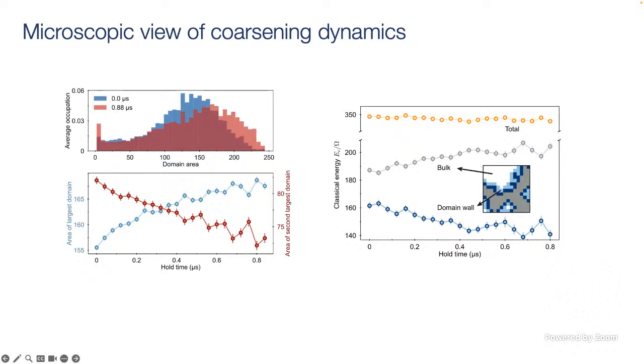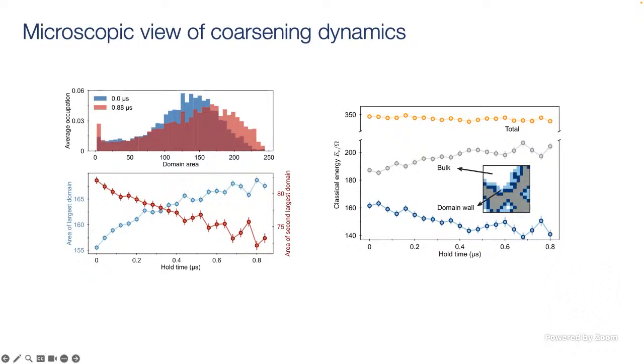And you can see that initially in the system, the distribution is peaked around a domain size of like 125 atoms, whereas at a later time, the distribution shifts very significantly rightwards, which means that the largest domain in your system has actually grown significantly by coarsening. In fact, this is exactly shown in the next plot, which plots the area of the largest domain and the area of the second largest domain in blue and red respectively. You can see that as time goes on, the largest domain gets bigger and the second largest domain shrinks. And that is exactly what you'd expect if you have one domain eating up another.